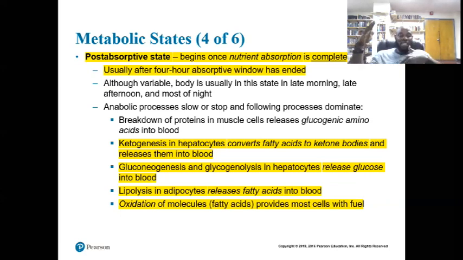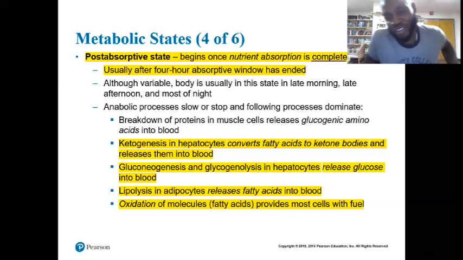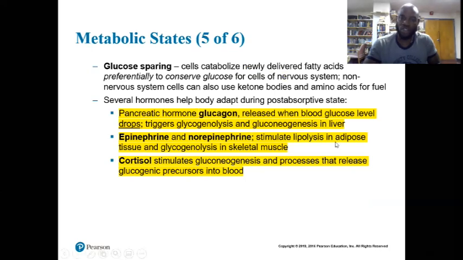Well, there are pros and cons to that. But one of the pros is that you use up your carbohydrates, and then your body starts burning fat for a good portion of the day. Fatty acids provide most cells with the fuel, so you end up burning that. You kind of trick your body into burning more fat that way. But there are pros and cons to all of these. You do have glucose sparing: cells catabolize newly delivered fatty acids to conserve glucose.